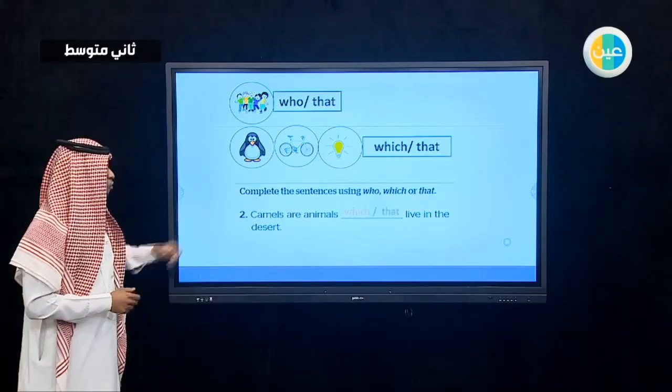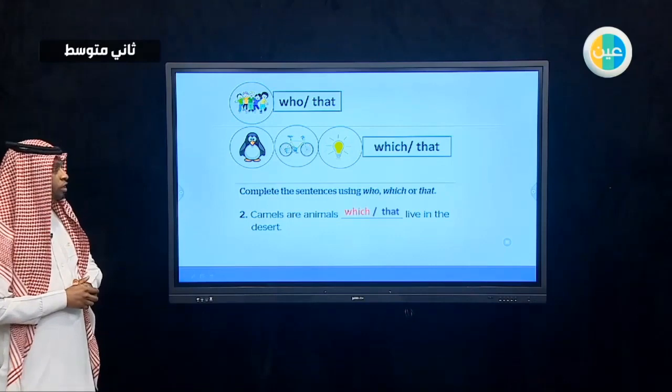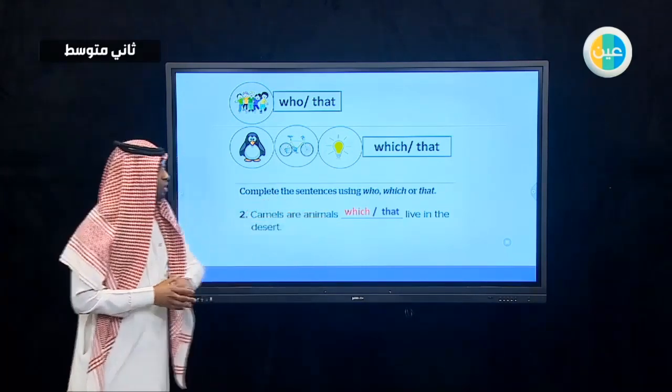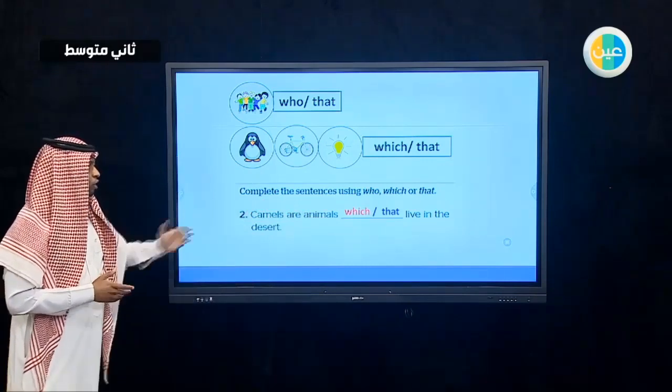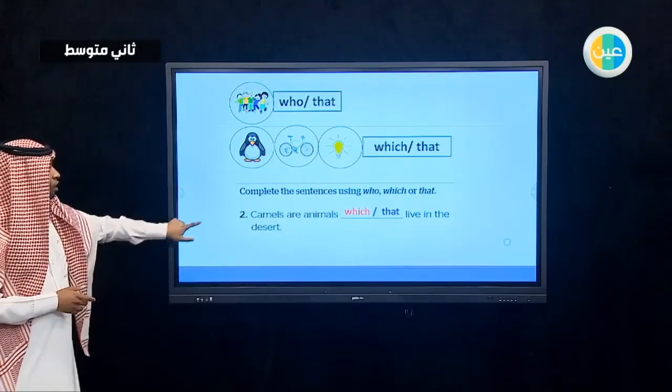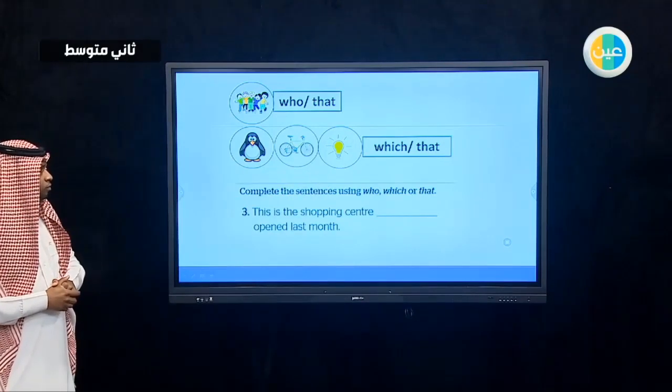Perfect. We can say that as well. So we can say camels are animals which live in the desert, or camels are animals that live in the desert. Now let's move to the third one.